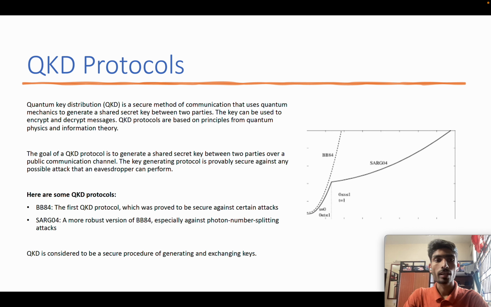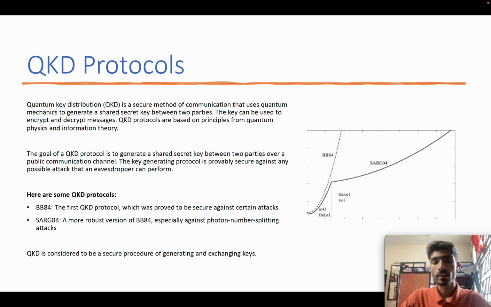Next, let's move on to the QKD protocols. We just saw quantum key distribution, so now let's explore the various QKD protocols outlined here. These protocols are designed to generate a shared secret key between two parties over a public communication channel, and their security is provable against potential eavesdropping attacks. Examples include the BB84 protocol, the first proven secure QKD protocol, and the SARG04 protocol, a more robust version of BB84, especially resistant to photon number splitting attacks.